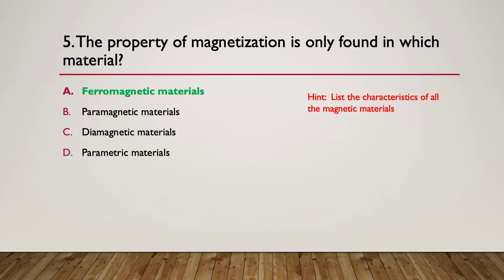So the only one that has a property of magnetization, which means it stays permanently magnetized, is anything that is a ferromagnetic material. It needs to have some ferro or some iron in it to have that particular property.